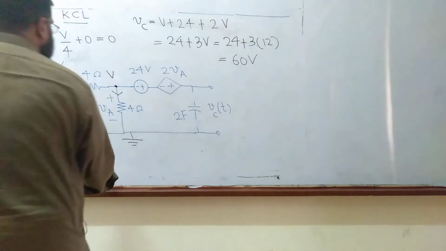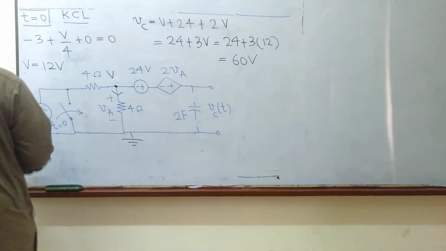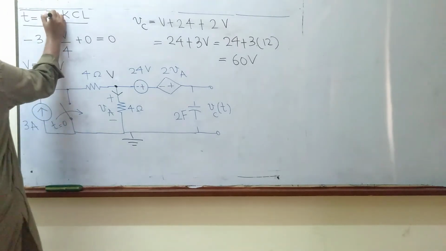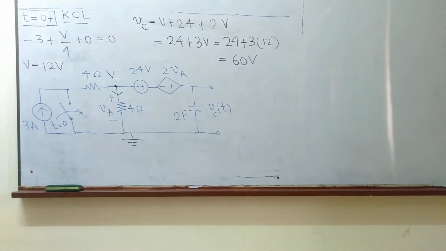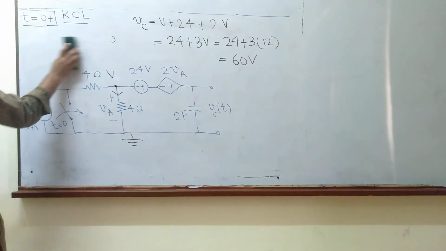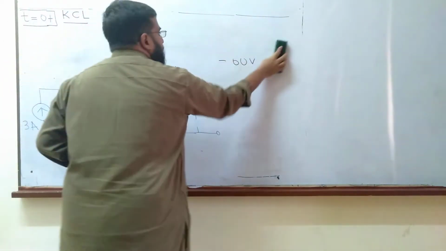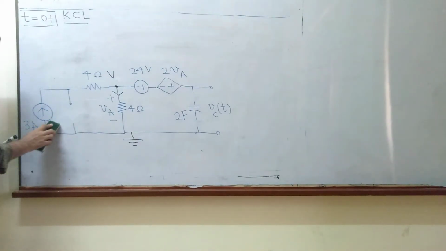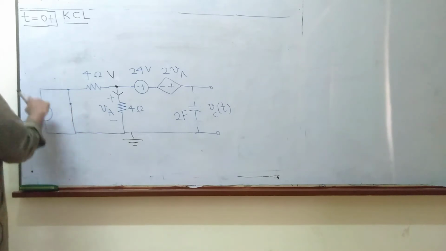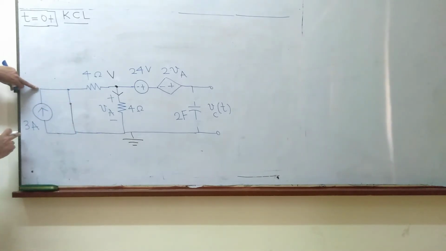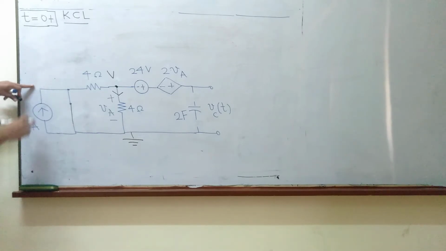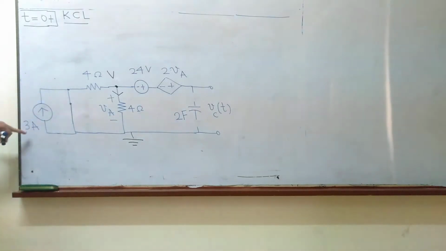This all analysis was at time t is equal to 0 minus. Let's do it for t is equal to 0 plus, just after we have closed the switch. Let's see what the topology of the circuit is after we have closed the switch. Once the switch is closed, this is short circuited. This means the upper and the lower ends of this 3 ampere current source are now shorted together. Therefore, this 3 ampere source becomes meaningless, so it can be removed.